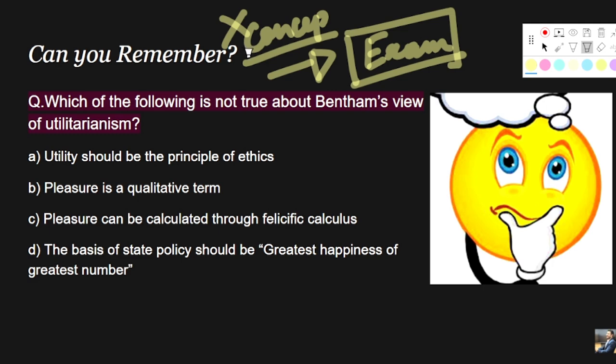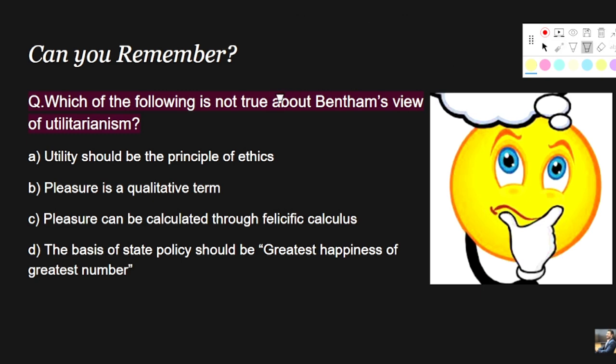Let's see this question: which of the following is not true about Bentham's view of utilitarianism? Here you can pause the video and think about the answer. The options are: utility should be the principle of ethics, absolutely right. Pleasure is a qualitative term. Pleasure can be calculated through felicific calculation, again right. The basis of state policy should be the greatest happiness of the greatest number, which we have seen just now.